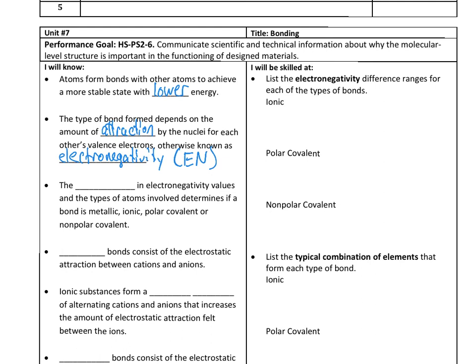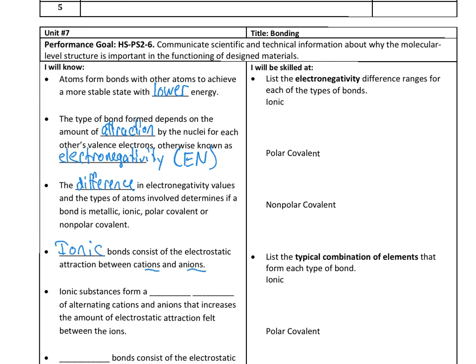Okay, so the difference in electronegativity values and the types of atoms involved determines if a bond is metallic, ionic, polar covalent, or non-polar covalent. Now we're going to go through those different types of bonds. So which type of bonds consist of an electrostatic attraction between cations and anions? Well, that alone should tell you that that is an ionic bond.